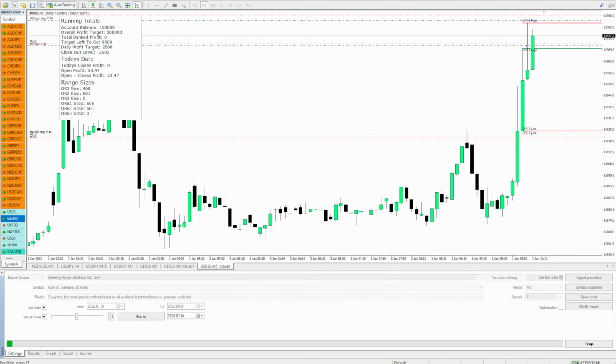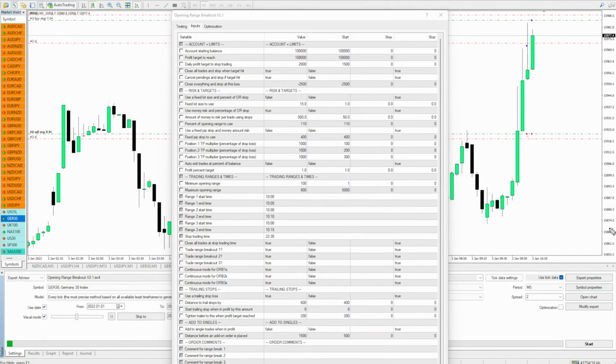If I had set this input here to be 50, for example, it would place the stop halfway on that range. So the opening range was there. Sorry, wrong place. It's that candle there. So it would place the pending order there and it would place the stop there, which is 50% of the total opening range. So you can adjust that yourself.